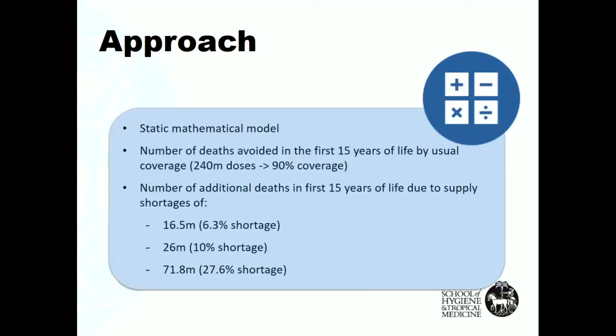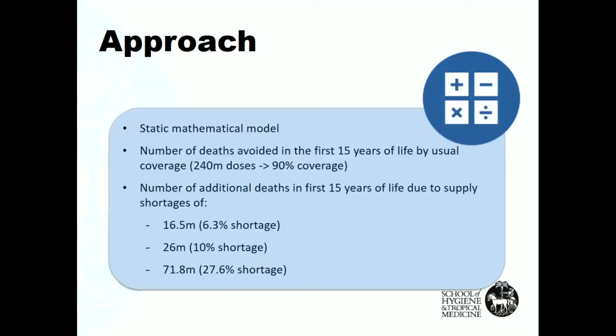So the approach we took was to develop a static mathematical model to be able to estimate the number of deaths avoided in the first 15 years of life by usual vaccination coverage. Now we took as a baseline 2013, as that was before the shortfalls really started occurring, and usually 240 million doses are supplied to give 90% coverage in that year.